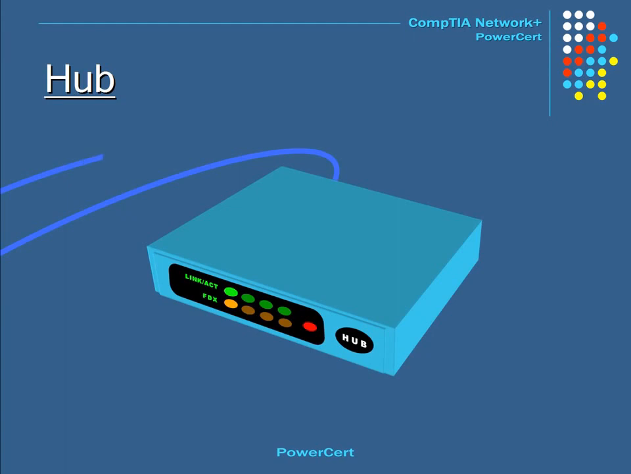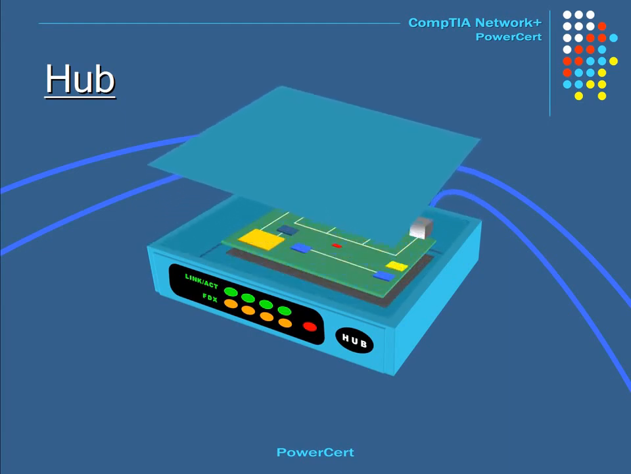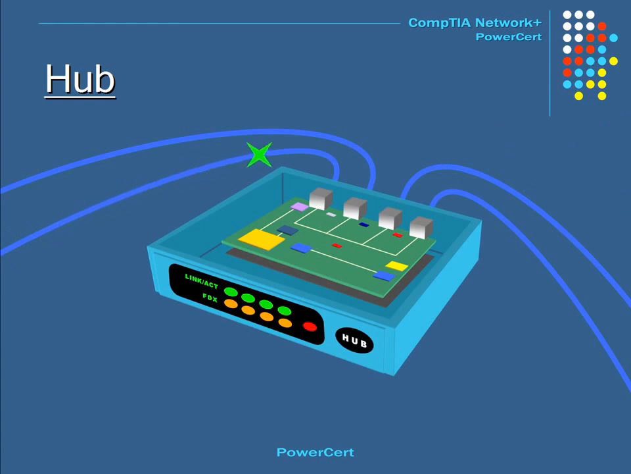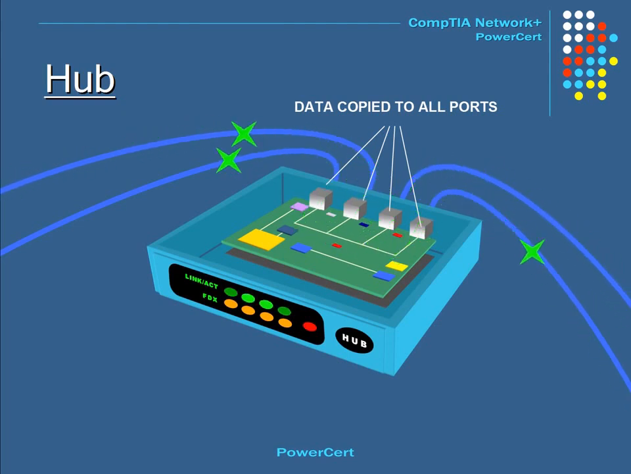A hub is a device that has multiple ports that accepts Ethernet connections from network devices. A hub is considered not to be intelligent because it does not filter any data or have any intelligence as to where data is supposed to be sent. When a data packet arrives at one of the ports, it is copied to all other ports. So all the devices on that hub see that data packet.